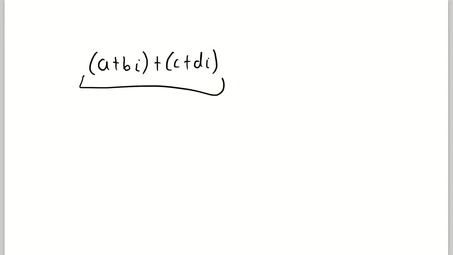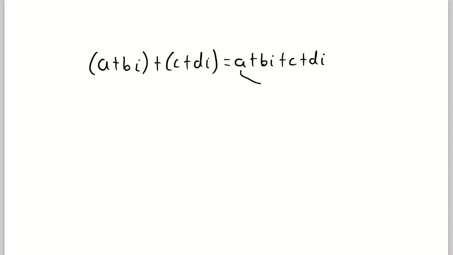So adding complex numbers like this is pretty straightforward. For starters, we can just drop the parentheses. The parentheses aren't actually important. When you're adding stuff up, you can put parentheses wherever you want, and it's not going to change the sum. So we can rewrite this as a plus bi plus c plus di. And now all you're doing is adding like terms.